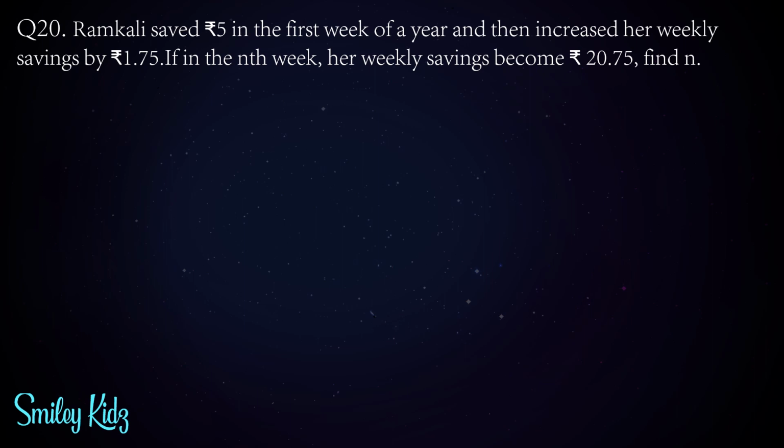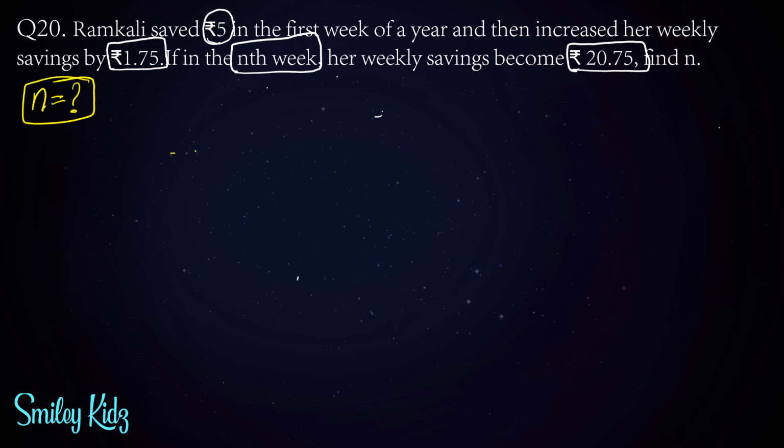Now, moving on to the last question of the day and the last question of this exercise, the 20th question, which says, Ramkali saved rupees 5 in the first week of a year and then increased her weekly savings by rupees 1.75. So then, if in the nth week her weekly savings become rupees 20.75, find N. That means here N is what the question is asking us. It's a simple question, right? Everything has been already said in the question. You're just going to find out the value of N. That is the unknown value.